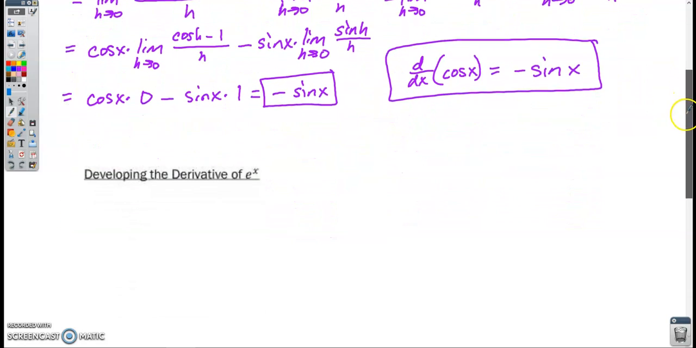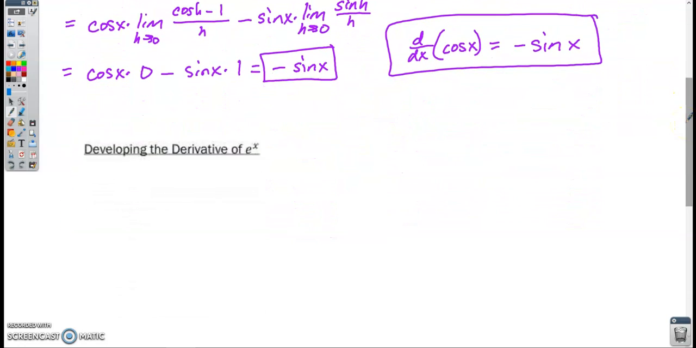Next, developing the derivative of e to the x. Again, we're going to use the definition of the derivative. So f prime of x is equal to the limit as h goes to 0 of e to the x plus h minus e to the x all over h. Oops, forgot my limit.